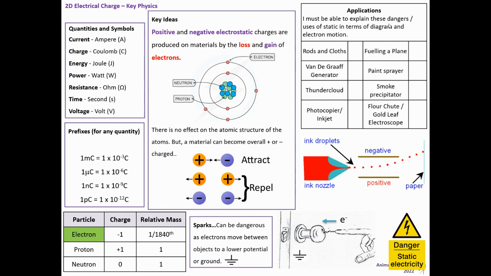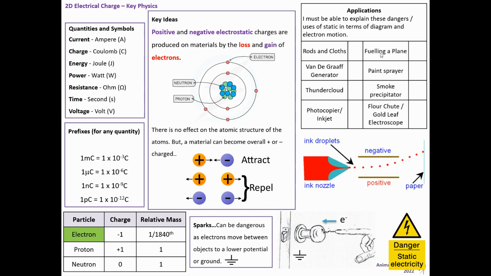We need to know about a whole series of applications. So rods and cloths, so rubbing rods and cloths and how the charges move, Van de Graaff generator, thunder clouds, sparking from the cloud down, or vice versa. Photocopy and inkjet, how we can control with electrostatically charged plates where the droplets fall on paper.